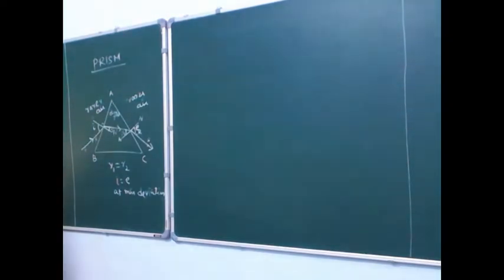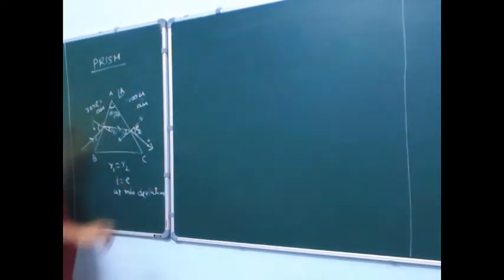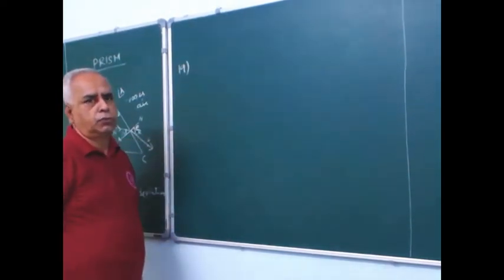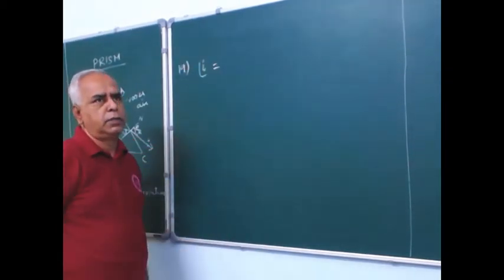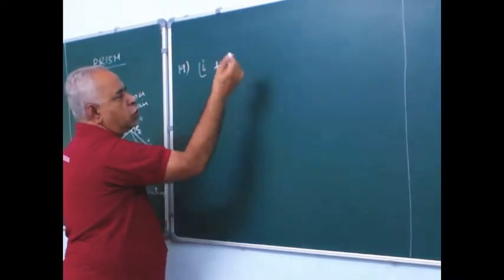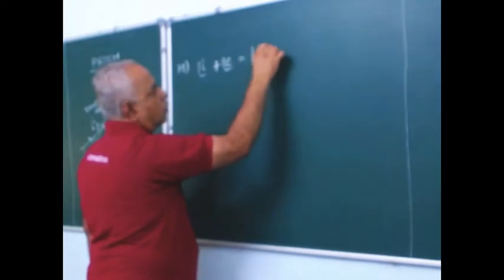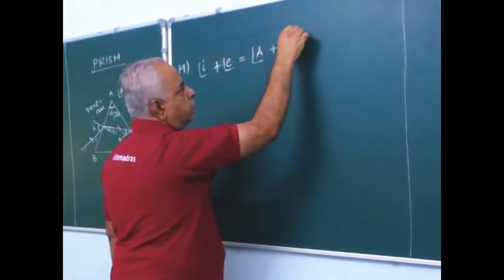Right. And what is the angle of prism? Here you have the angle of prism, and that is angle A. That is called angle of prism. Okay. Now we have the formula. Let us take down the 19th formula. That is I plus E, that is angle of incidence plus angle of emergence, is equal to angle of what? Prism plus angle of minimum deviation.